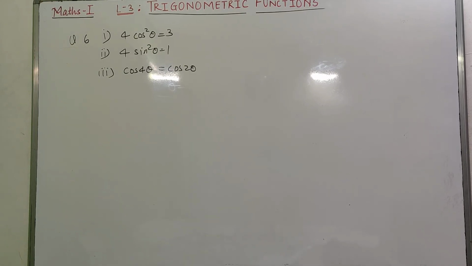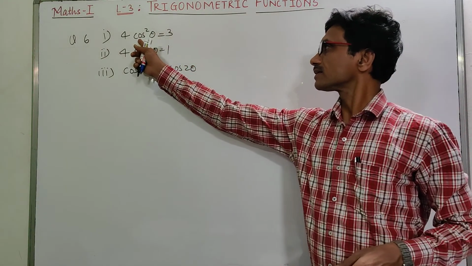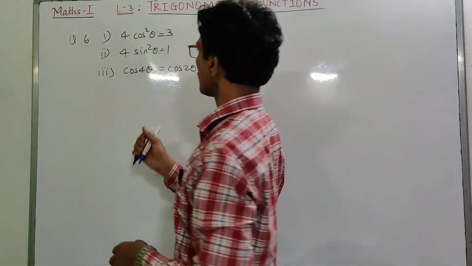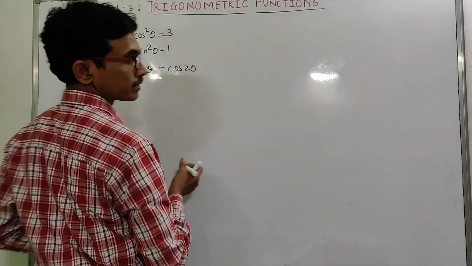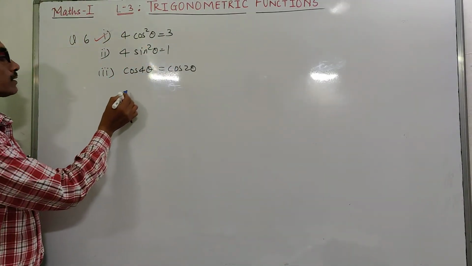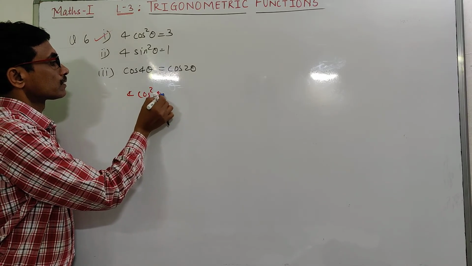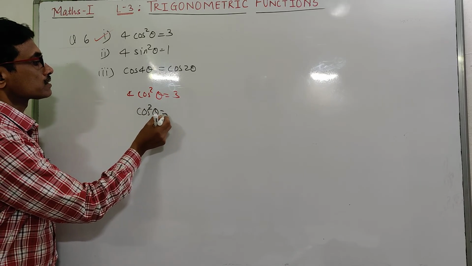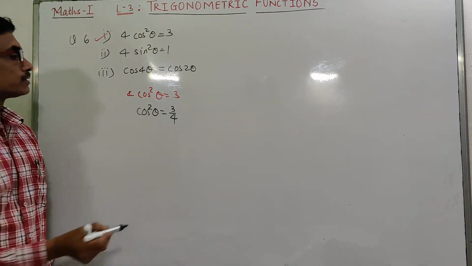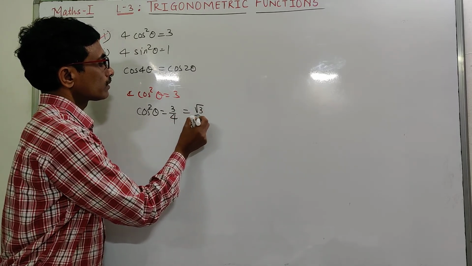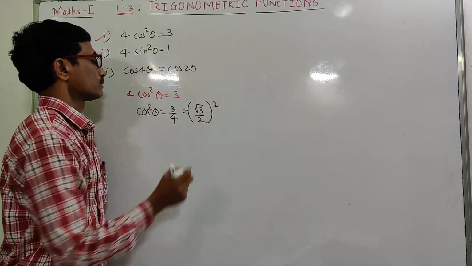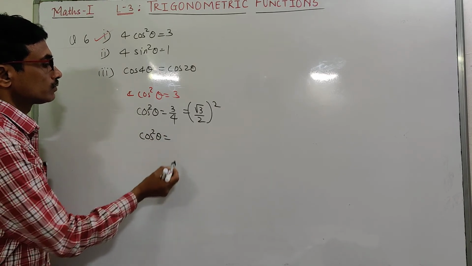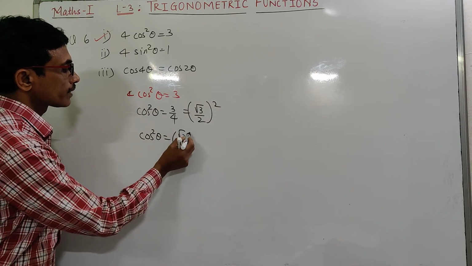Question number 6. In question number 6, 4 cos square theta, it is in terms of square. So 4 cos square theta is equal to 3. Let's attempt this. That is, cos square theta is equal to 3 by 4, which is root 3 upon 2 whole square. So cos square theta is equal to root 3 by 2 whole square.